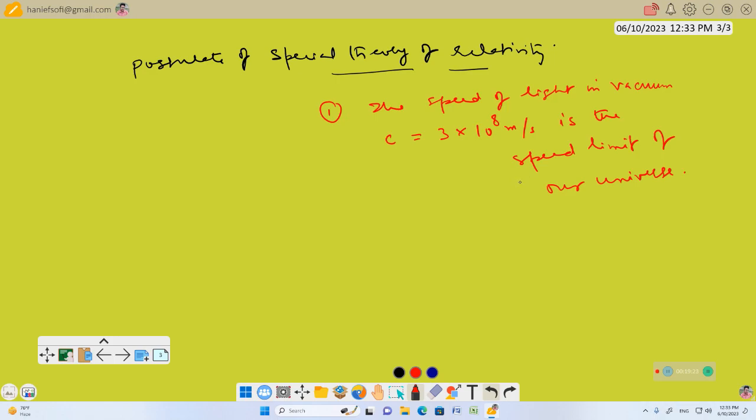What does that mean? That means no particle or no signal can exceed this speed. It is the limiting speed. It has been established in laboratories also. When we try to speed up elementary particles, their speed saturates and this c becomes their limiting speed, right? So they approach this speed, but they never reach this speed. So this is the speed limit of this universe.